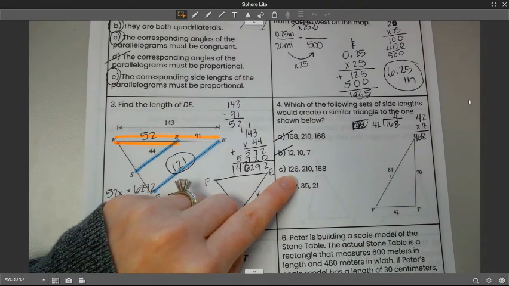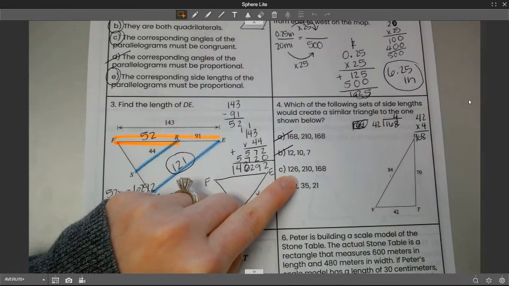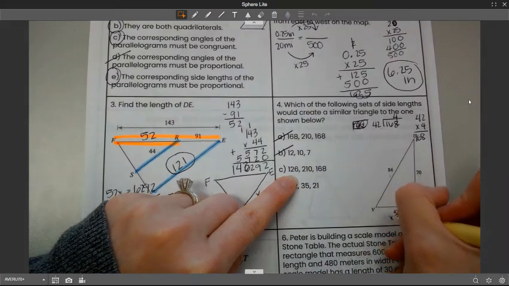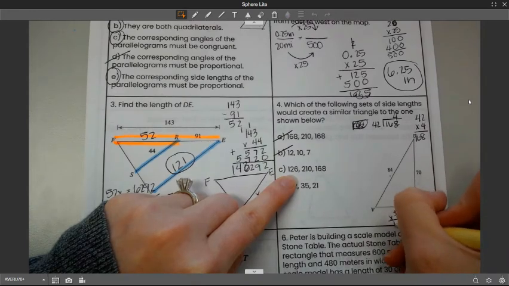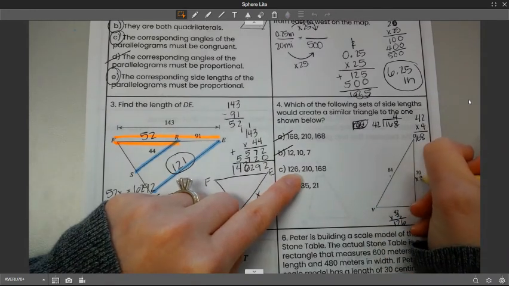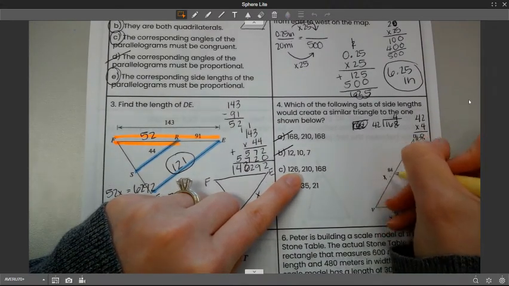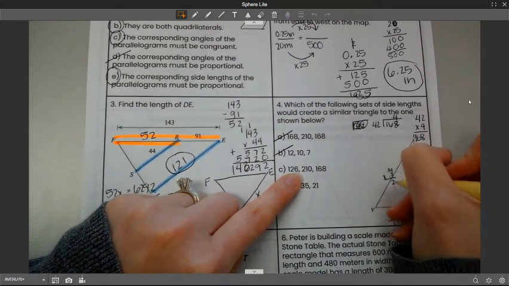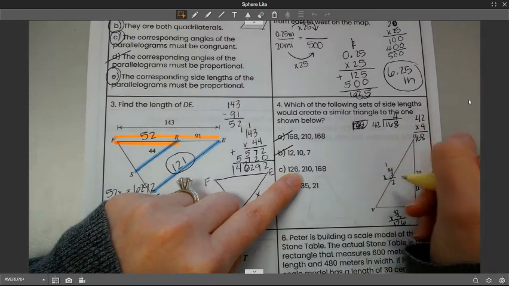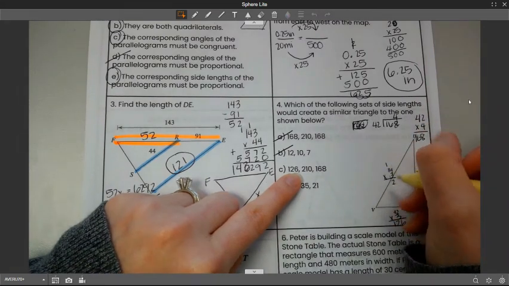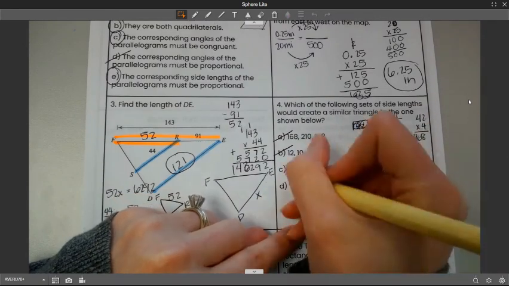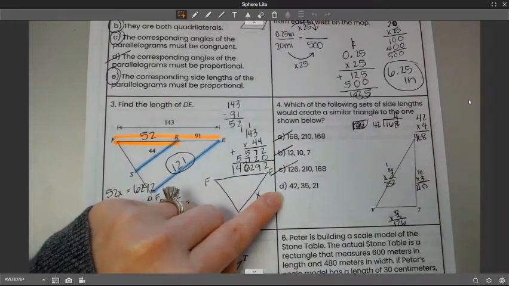126. Okay, let's see if I multiply 42 times 3. 2 times 3 is 6, 3 times 4 is 12, so that is 126. Let's see, 70 times 3: 3 times 0 is 0, 3 times 7 is 21. Okay, now let's do 84 times 3. 3 times 4 is 12, carry the 1, 3 times 8 is 24, plus 1, it should be 252, so C doesn't work, so hopefully this works.